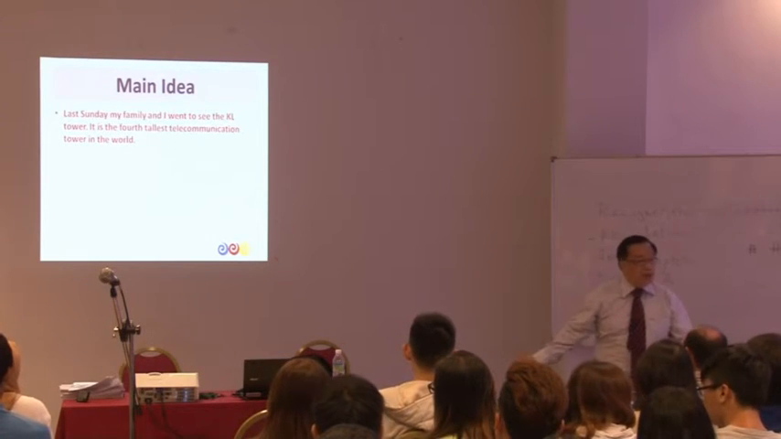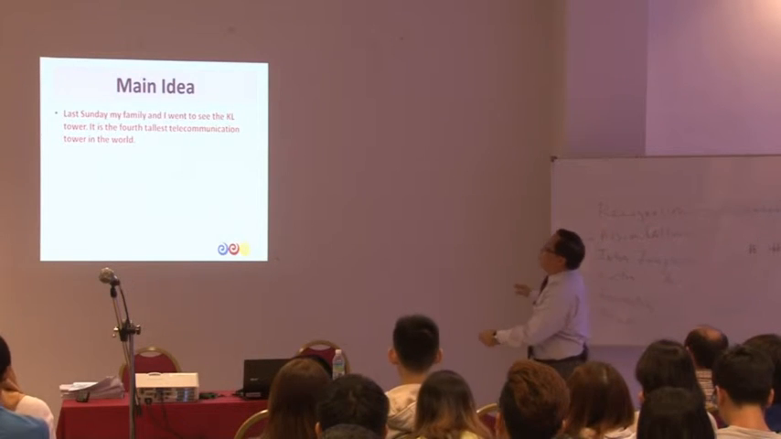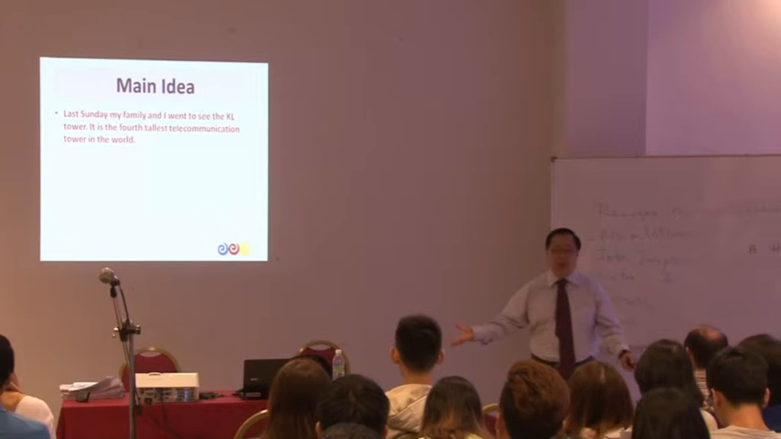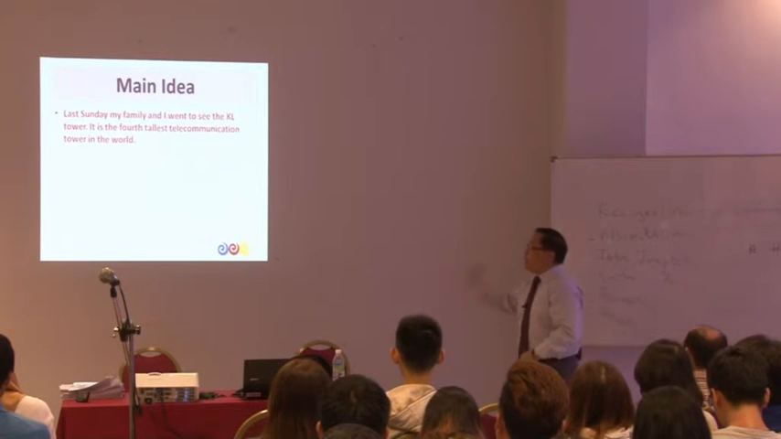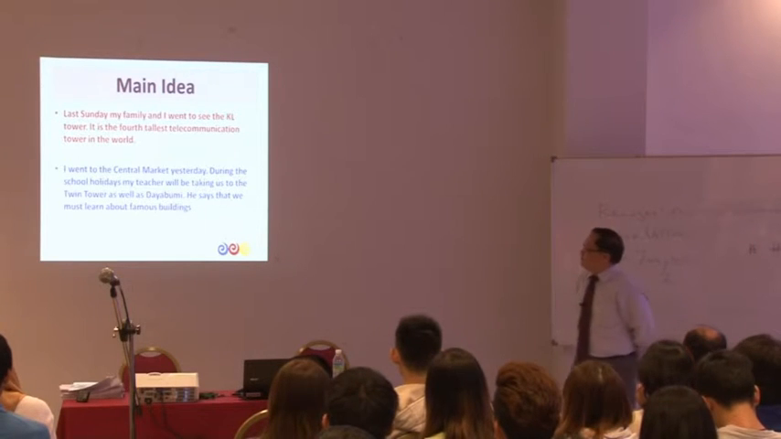What would be the main thing that they're talking about, for example? It's the KL Tower, isn't it? So you identify the things. KL Tower, and it is the fourth tallest telecommunication tower in the world, and so on and so forth, right? And so here, we need to be able to identify very easily what we are talking about here.